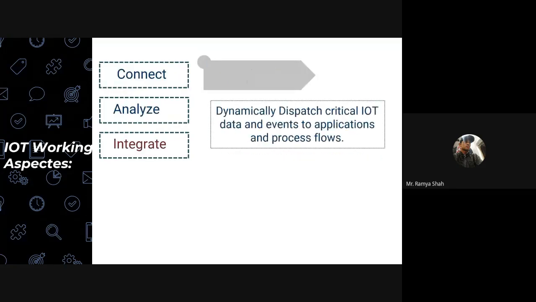The next section is integrate. Here integration is the enterprise connectivity. When you're talking about enterprise connectivity, you have lots of critical IoT data and events going to different applications and the processes which are dealing with those applications. So you have a cell phone, you have an application, you are monitoring an IoT device which has been physically implemented at some other place, then there should be good connectivity flow between those applications, the processes which you are triggering, and the physical devices which are located elsewhere.